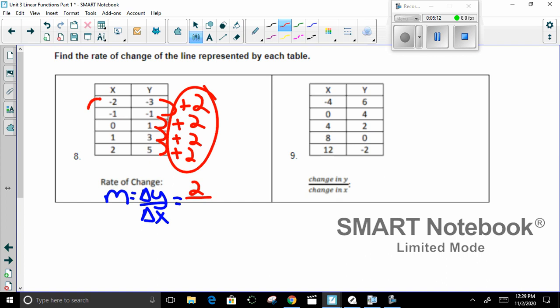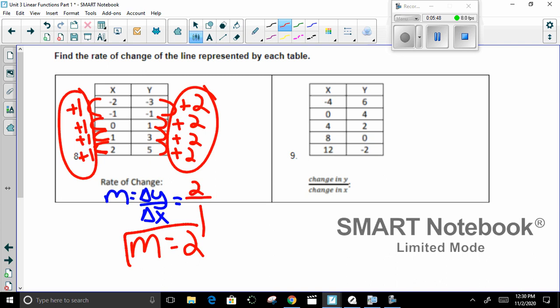What about the x? I'm going from -2 to -1. That's adding 1. I'm going from -1 to 0. That's adding 1. 0 to 1, that's adding 1. And 1 to 2, it's adding 1. I don't know why I wrote a 2. I said 1. Let me erase that so I don't make a mistake here. So to go from 1 to 2, it's adding 1 again. So it's doing the same thing. It's constant, adding the same number every time on my x-axis. So I put +1, and 2 divided by 1 equals 2. So my slope, or my rate of change, is 2. You can leave it as 2 over 1, or you can put it as 2. Either way is fine.